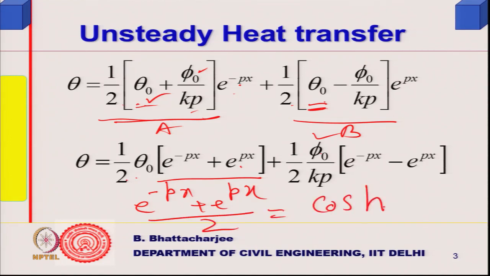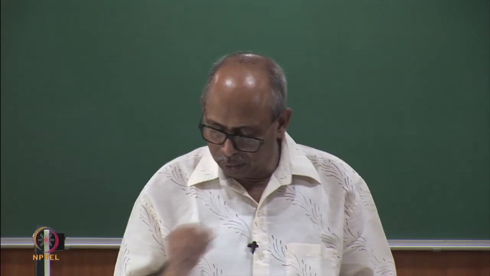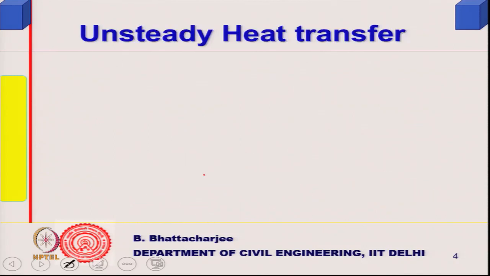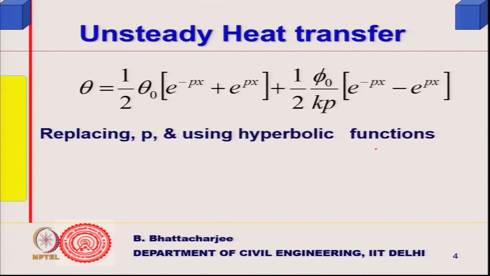And what is this? This term e to the power minus Px plus e to the power Px divided by 2 is nothing but cos hyperbolic Px. What about this by 2? Sin hyperbolic Px. So you can see that theta can be expressed in this manner: half theta 0 cos hyperbolic Px plus half phi 0 by Kp sin hyperbolic Px. This is replacing the exponentials using hyperbolic functions.